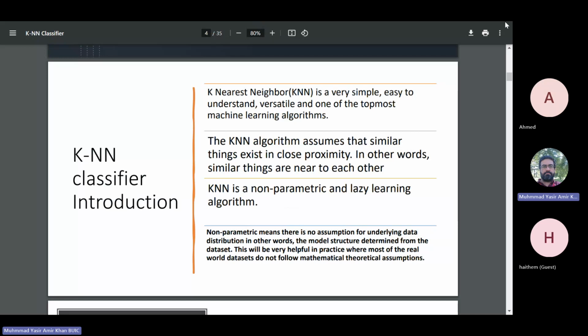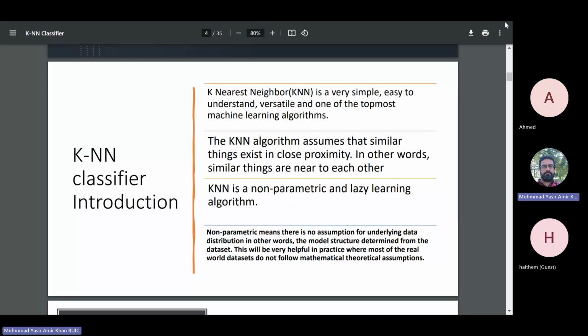So KNN is a non-parametric and lazy learning algorithm. Non-parametric means that there is no assumption about the underlying data distribution. There is no mathematical formula or assumption about the underlying data, and this is very helpful because real world data sets don't follow any particular mathematical model as such. There aren't any theoretical assumptions about those data sets. So non-parametric means that it does not need that kind of model.